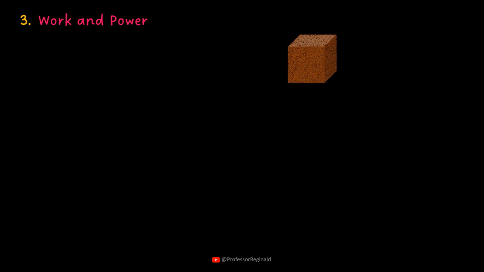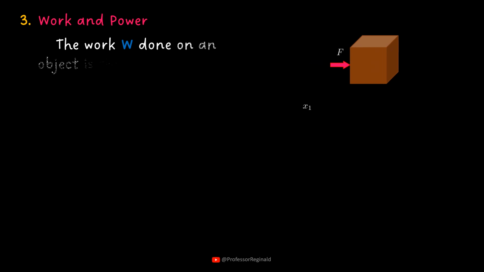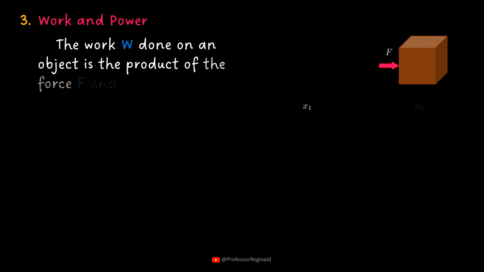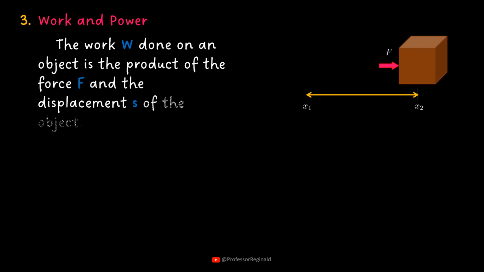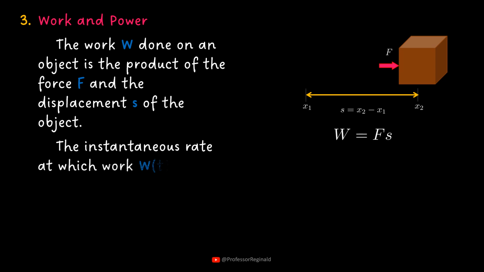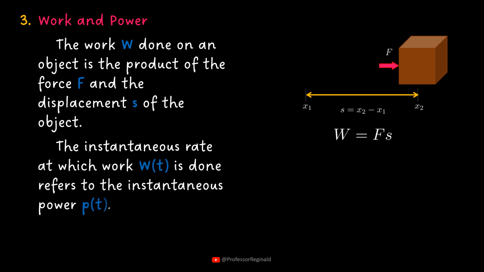Number 3. Work and power. The work W done on an object is the product of the force F and the displacement S, in other words, change in position, of the object. The instantaneous rate at which work W of t is done refers to the instantaneous power P of t, in other words, the power at time t. Write P as a derivative.